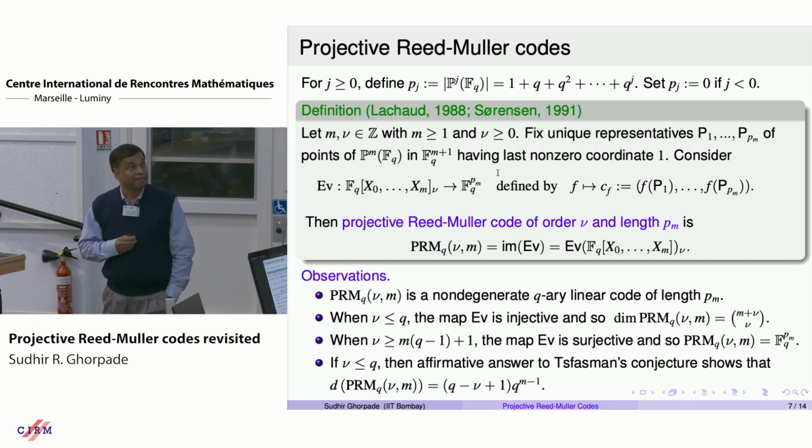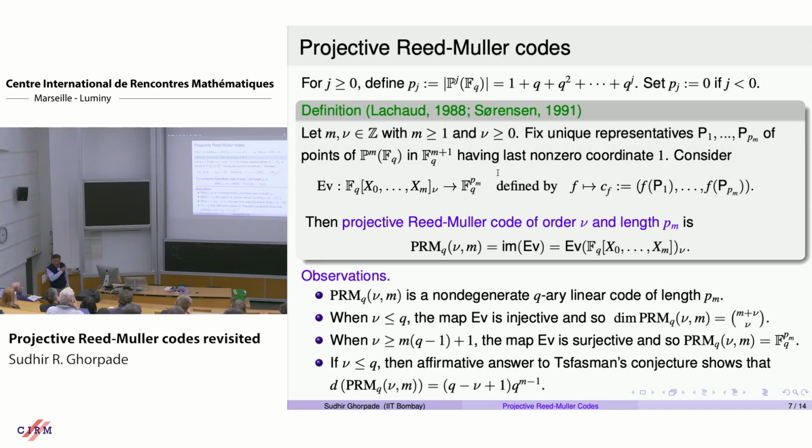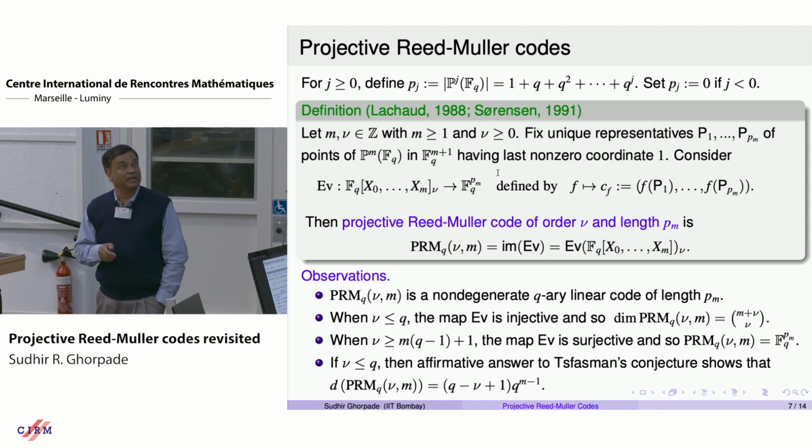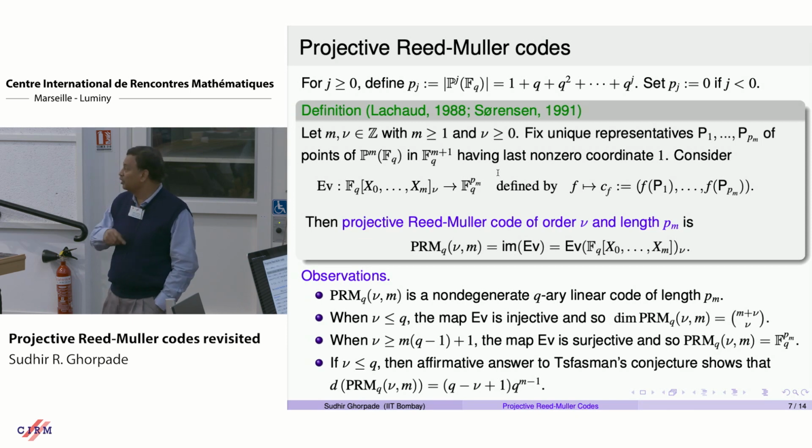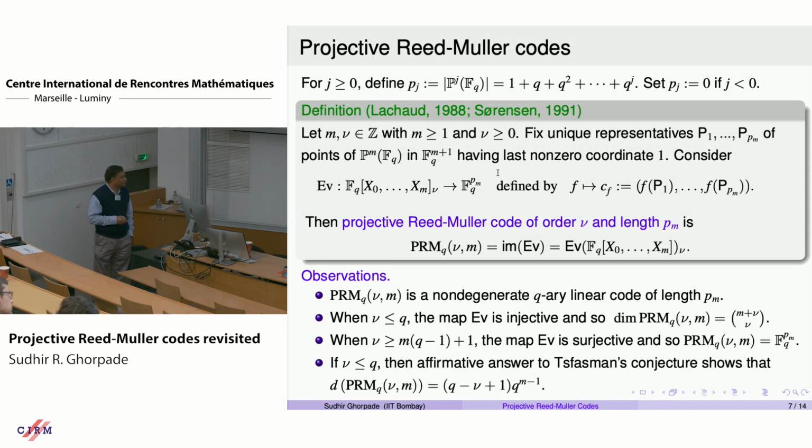Okay. The analog of what I call simple observations in the Reed Muller code are these. I just dropped the word simple. Maybe some of them are not so simple, though they are not difficult really. That this is again a non-degenerate code. The length is clear. It's P sub m, the number of points of m-dimensional projective space. Here, when nu is less than or equal to q, the evaluation map is injective. So again, the dimension is the same as that of the Reed Muller code. Whereas if nu is big enough, m times (q minus 1) plus 1, then the map is surjective. So it's again not a very interesting code.